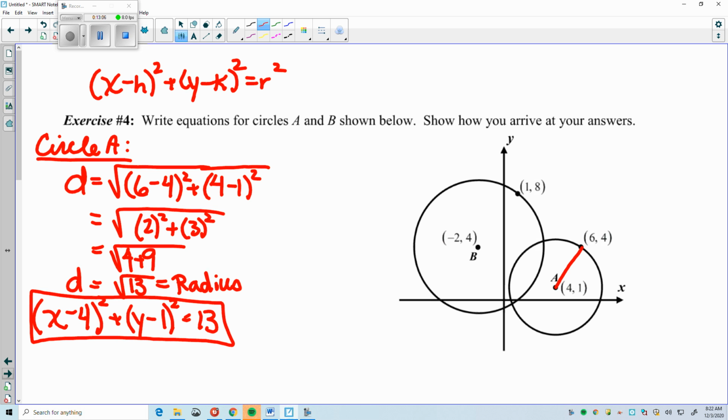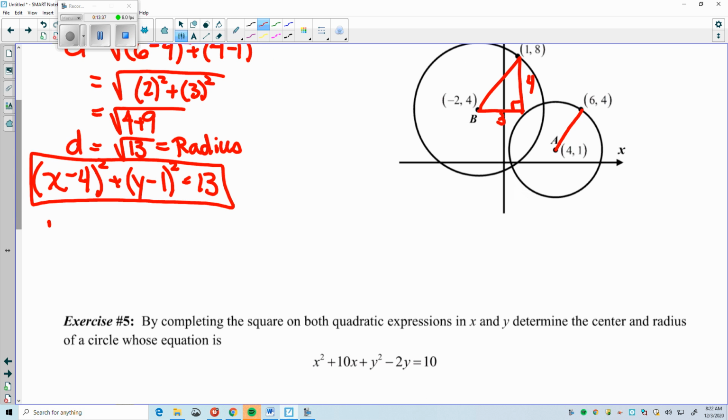Okay. Another way that you could do this to find the radius length is realizing we could create a right triangle. And the distance formula is always based off of the Pythagorean theorem. So if I can find the distance between these two x coordinates, so between -2 and 1, I have a distance of 3. And then find the distance between the two y coordinates, and the distance there is 4.